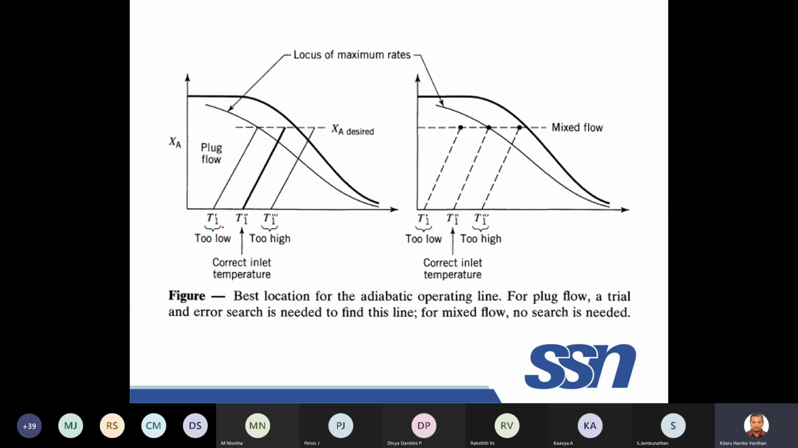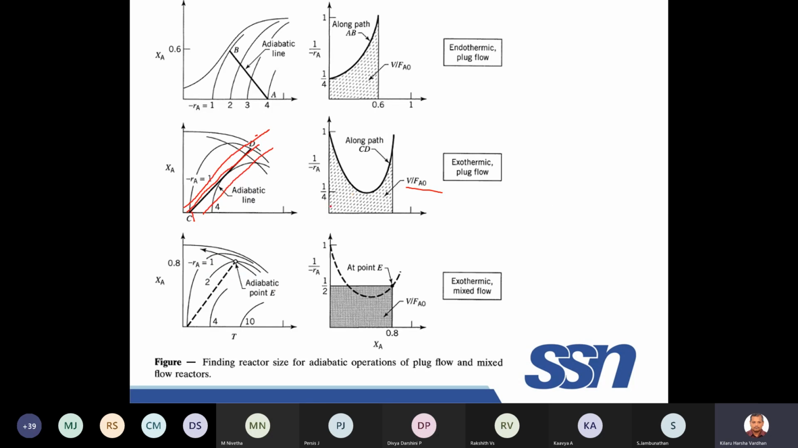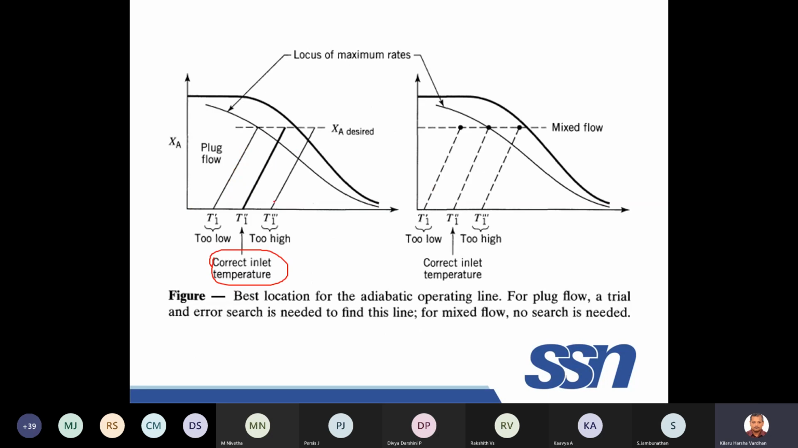That is what it is here. Where you are going to fix this? This is the correct inlet temperature. If you go away from this, again you calculate V by F naught, just like this. You have to draw a curve like this for each one and see what V1 by F naught is. This is V1 by F naught, V2 by F naught, V3 by F naught. Based on that, you have to calculate. If you put your temperature from here, then your XA, this is the desired temperature.